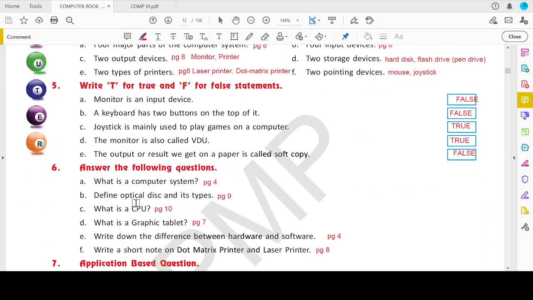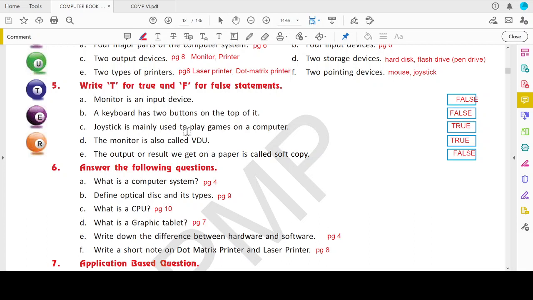Write true or false for the following statements. Monitor is an input device. No, it is absolutely wrong. It's an output device. Monitor is an output device. So it is false. A keyboard has two buttons on the top of it. No, a mouse has only two buttons on the top of it. So it is false.